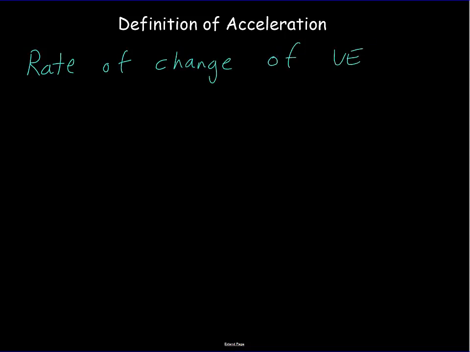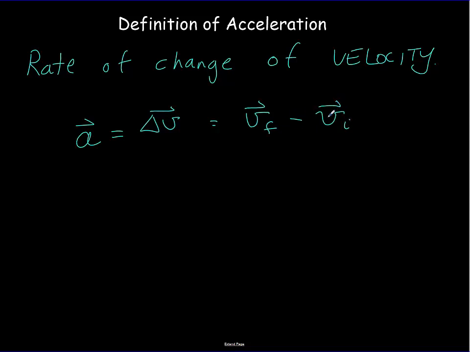And of course, a velocity is a vector, so acceleration, likewise, is going to be a vector. So as an equation, we can write that acceleration as a vector will equal the change in the velocity, which we might write as delta v, but of course a change in any quantity is really the final value of that quantity minus the initial value of that quantity. And in this case, these two quantities are vectors.